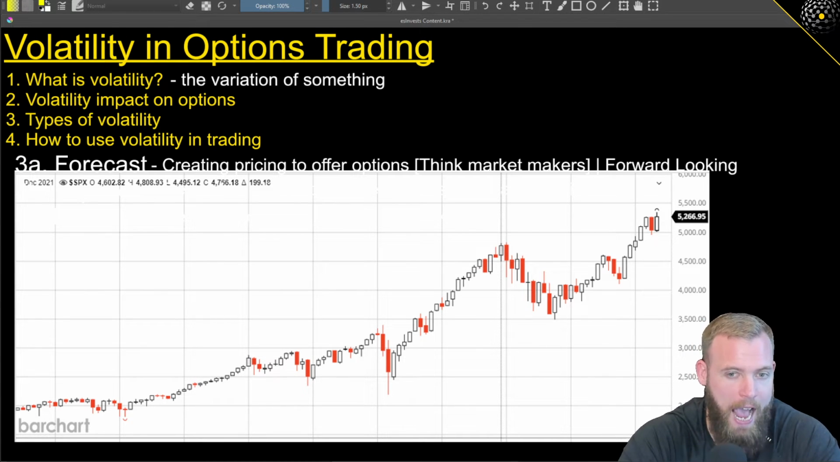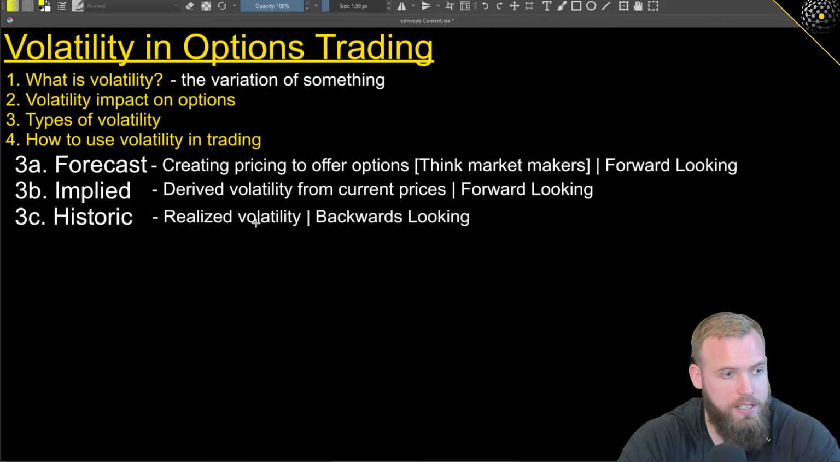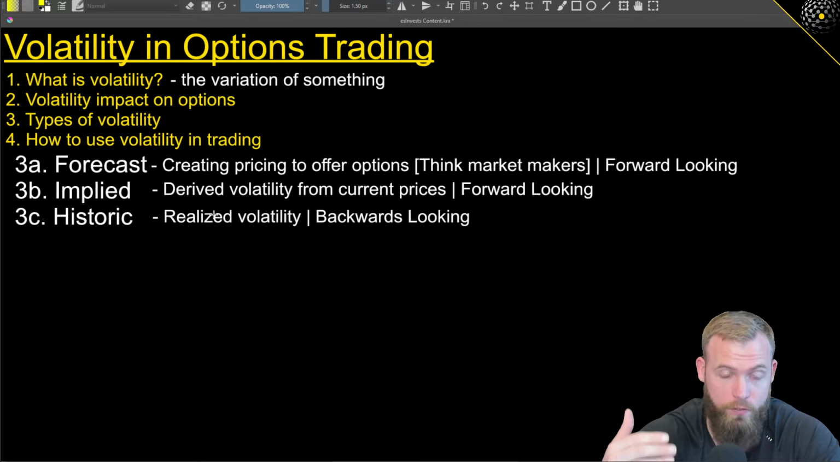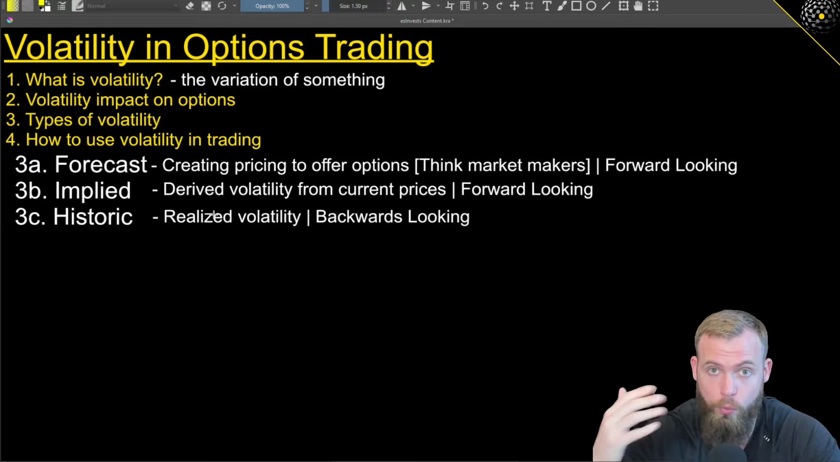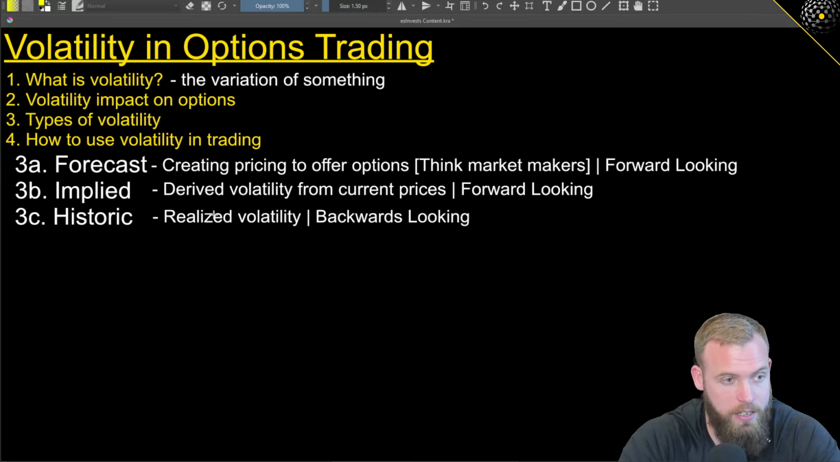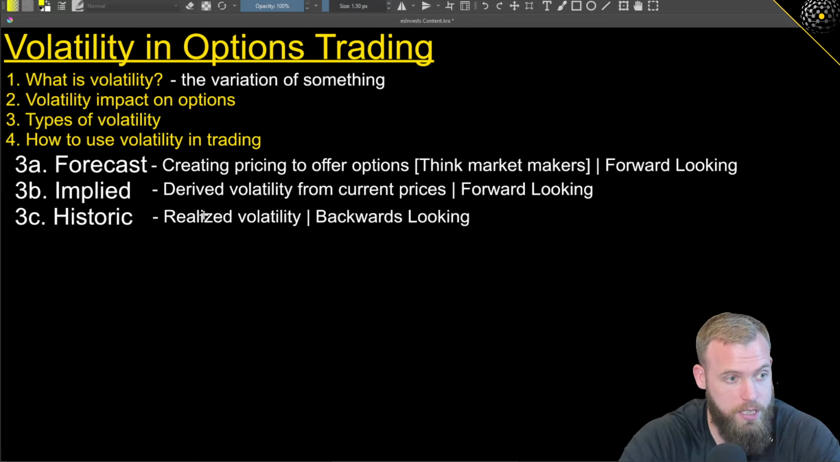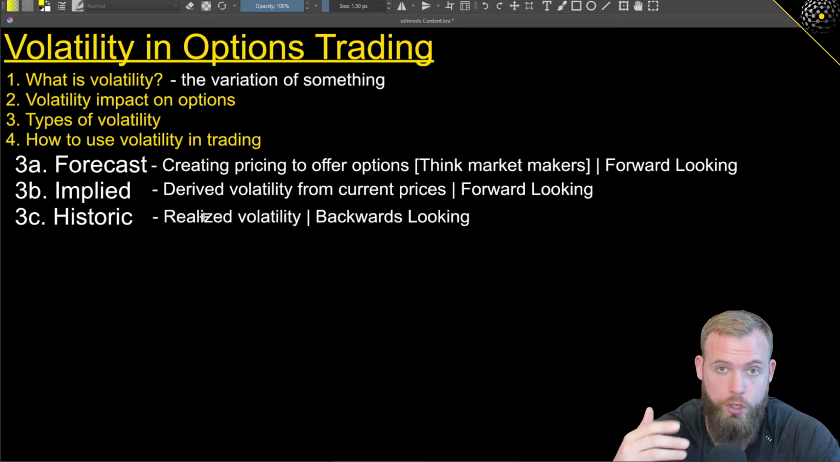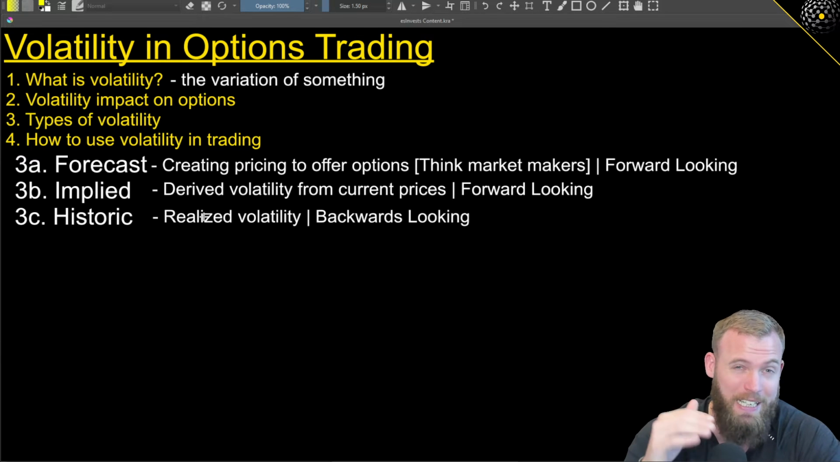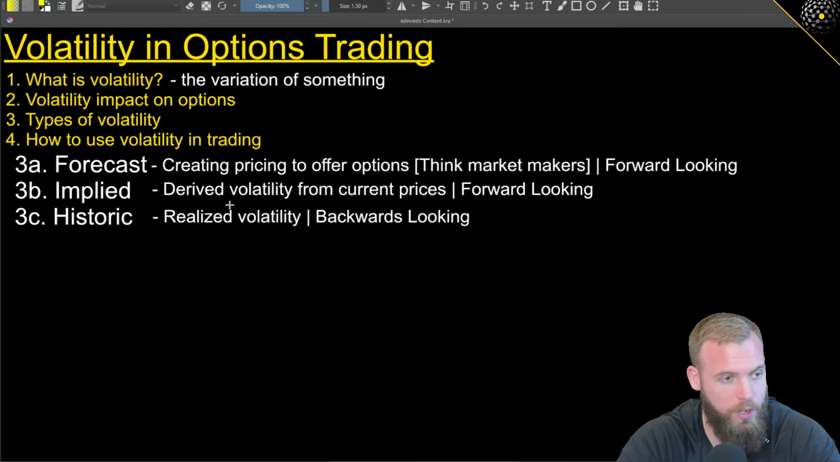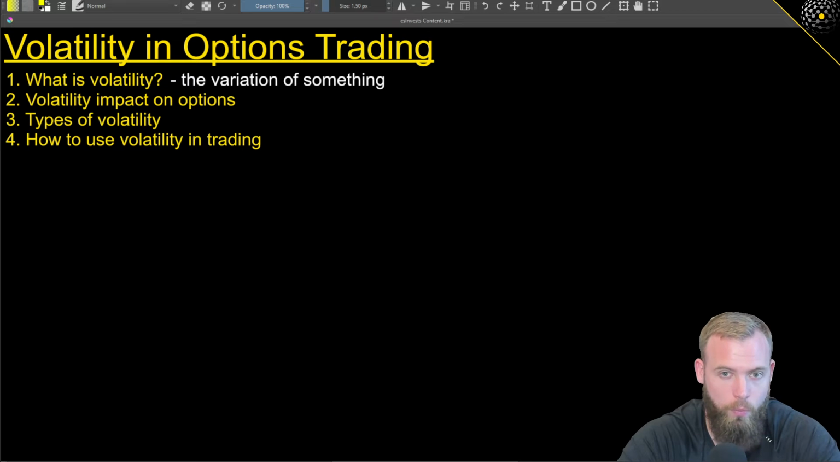Now, one quick admin note, realized volatility has a couple different forms. You can actually have future realized volatility. We don't have to get into the detail on that. Just know that historic volatility is always backwards looking. Realized volatility, often we refer to it in terms of backwards looking, but it can actually also be a future projection. But again, we don't have to get into the weeds on that. Historic, good enough. That is pretty well understood.